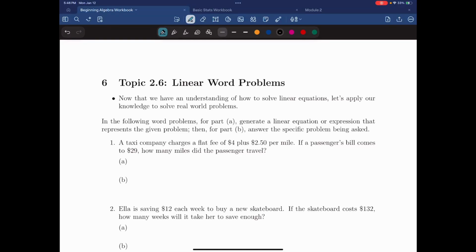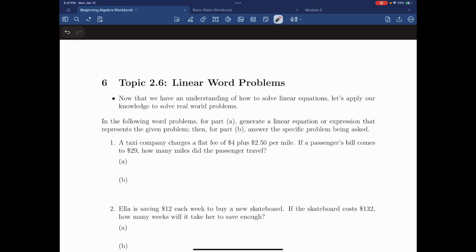All right, so for the final topic of this unit, we're going to be applying our knowledge from linear equations to solve real-world problems. So in the following examples, for part A, we're going to have to generate a linear equation or expression based on that problem that represents the given problem. And then for part B, we're going to actually have to solve the linear equation so that way we can find the answer that's being asked in the question.